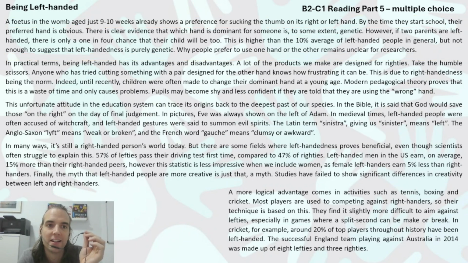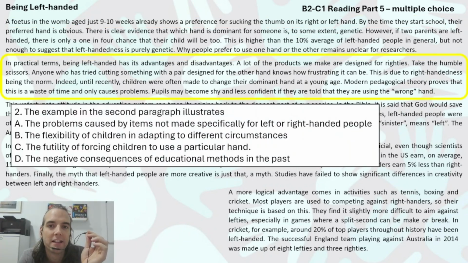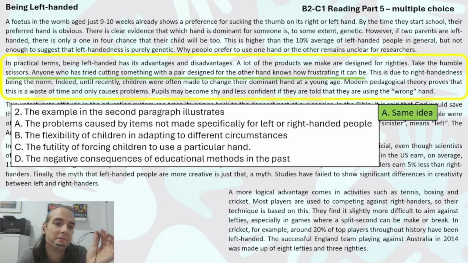Let's do the rest of these. For question 2, what is the example? The example is, take the humble scissors. If I say take, it means this is my example. And the point here is it's A, isn't it? There are problems caused by items that are not made for left or right people. If you've tried them, you know it's frustrating. There's a problem because they are designed not for left-handed people.